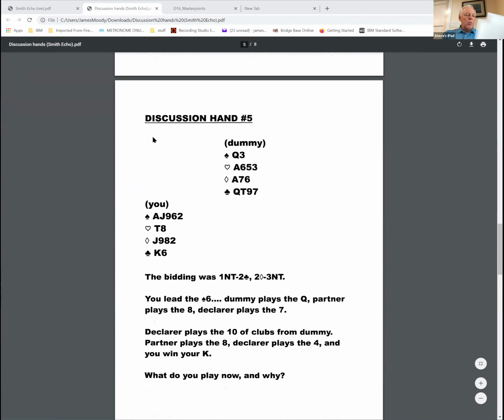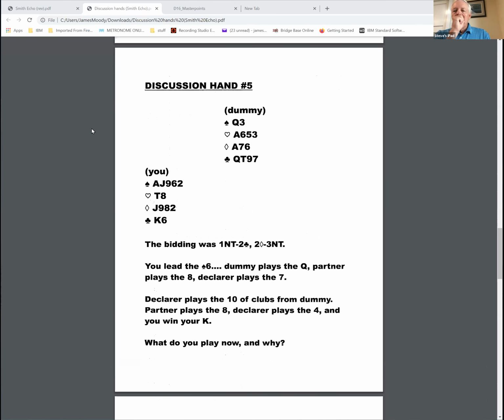All right, now let's go to hand number 5. Okay. Now this one's a little more complicated, but that's bridge, bridge is complicated. All right, so the bidding this time was 1 no trump, 2 clubs by dummy, looking for a heart fit, 2 diamonds, no major, 3 no trump. And you're West, and you lead the 6 of spades. Dummy plays the queen, partner plays the 8, and declarer plays the 7.